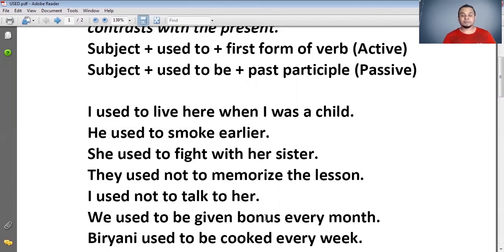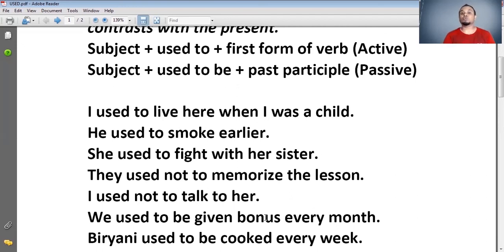So friends, practice these sentences nicely. You can also make your own sentences in your notebook and read them again and again, over and over, so that your tongue gets used to it as far as used to is concerned. So when you need to speak such sentences, you can speak effortlessly, confidently. Now, this was the rule of modal verb, when used to becomes a modal verb.